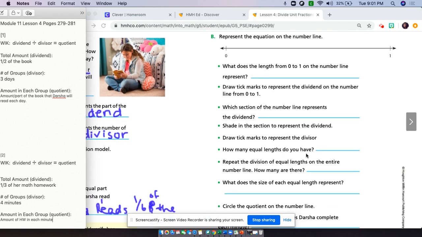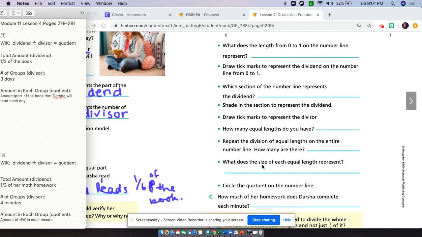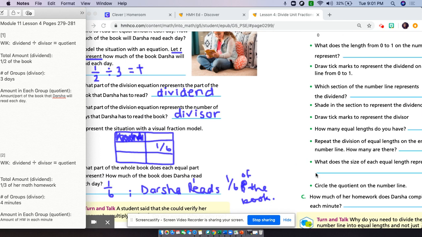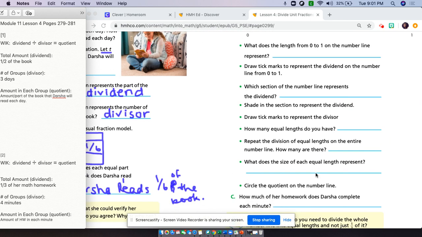And then it wants to know how many equal lengths you have, and then do the same thing for the other sections. How many total equal lengths are there? What does the size of each equal length represent? And then finally, circle the quotient. Circle your answer on the number line. Here, I shaded in my answer. Here, I want you to circle it on the number line. And then finally, for C, label your answer. How much of her homework does Darsha complete each minute?